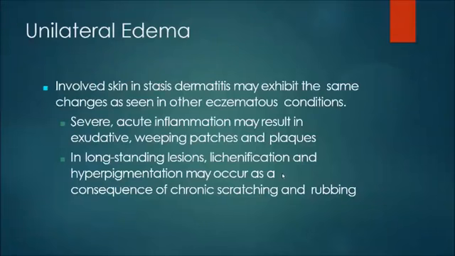Okay, so when the skin changes start to develop with stasis dermatitis, you'll see acute inflammation with exudate and weeping patches and plaques on the leg. As the swelling progresses, we talked about this before, when the fluid leaks out of the vessels, you get hemosiderin deposits. Patients with long-standing lesions will have lichenification and hyperpigmentation as a consequence of chronic scratching and rubbing.